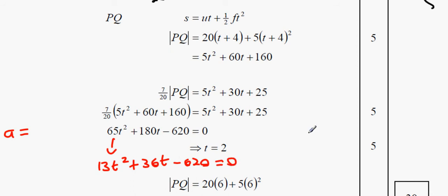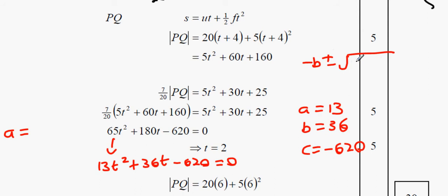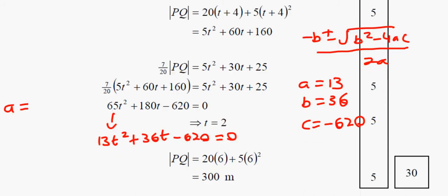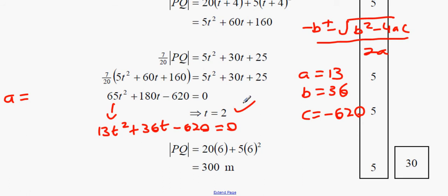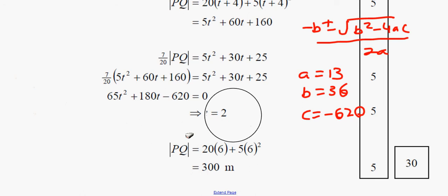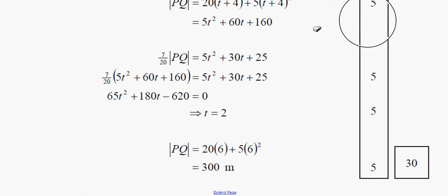I personally went for the minus b formula where a equals 13, b equals 36, c equals minus 620. Then you go minus b plus or minus the square root of b squared minus 4ac, all over 2a. Once you do that, you'll get t equals 2. You'll get a minus answer and a plus answer, and remember, time has to be positive, so it's got to be the plus answer.